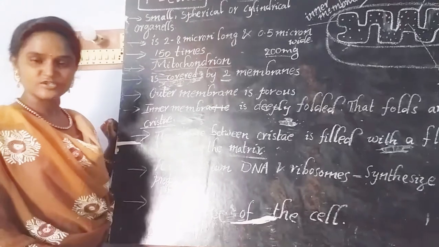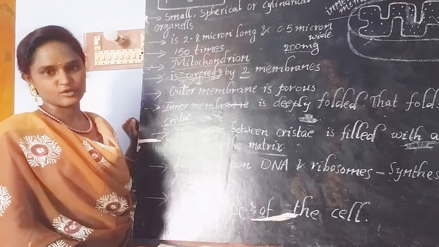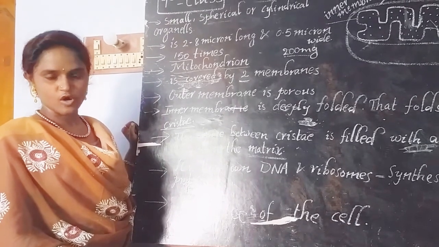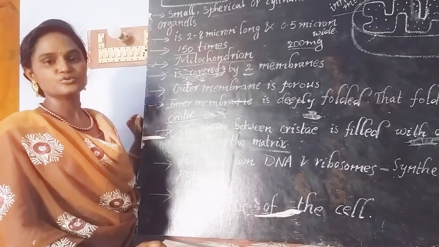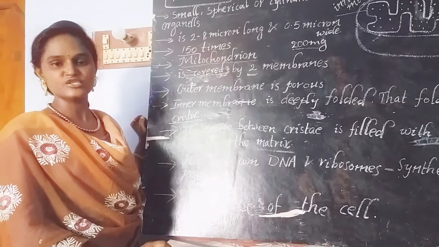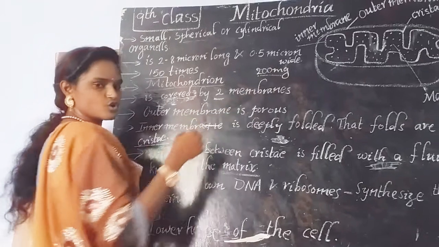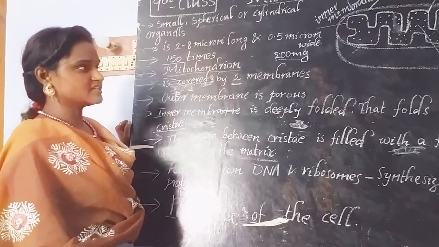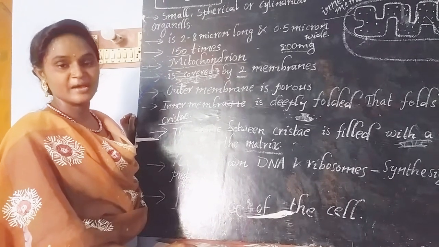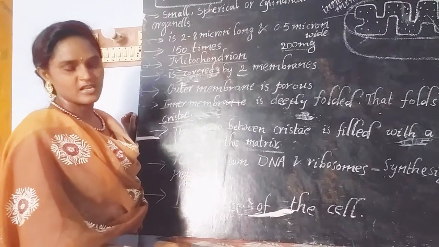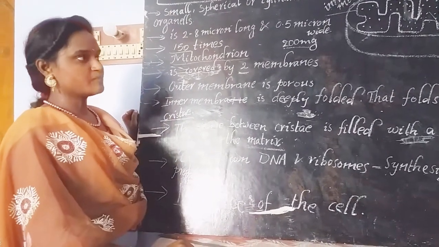If you want to observe the mitochondria under a microscope, you have to use an electron microscope. For this we have to follow one activity. For this activity, you need a solution called Janus Green B solution. You have to take 200 milligrams of Janus Green B and add it into 100 ml of water. Mix it well and take a little amount of this solution into a watch glass.